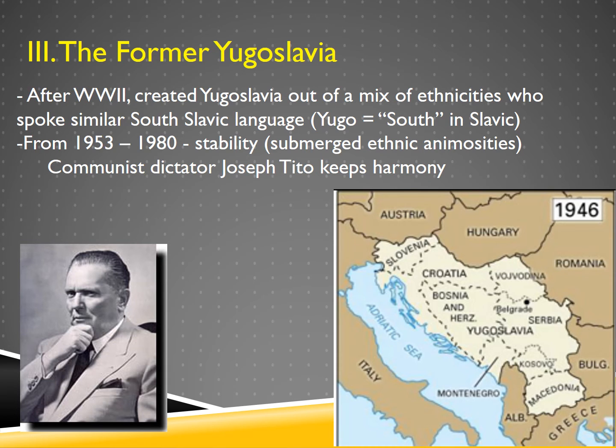We also have the former Yugoslavia. After World War II, Yugoslavia was created out of a mix of ethnicities who spoke similar South Slavic languages. Yugo equals South in Slavic. From 1953 to 1980, stability submerged ethnic animosities. Communist dictator Josip Tito keeps harmony.